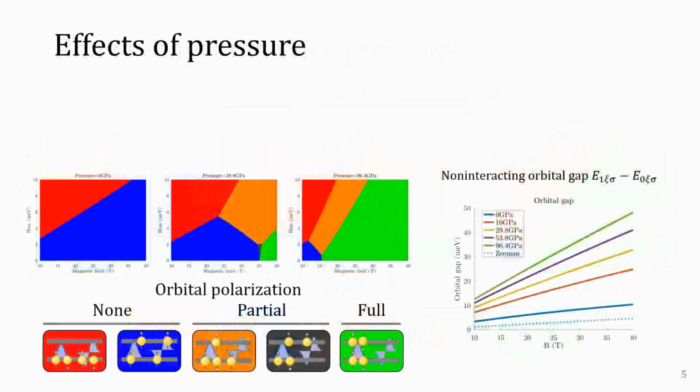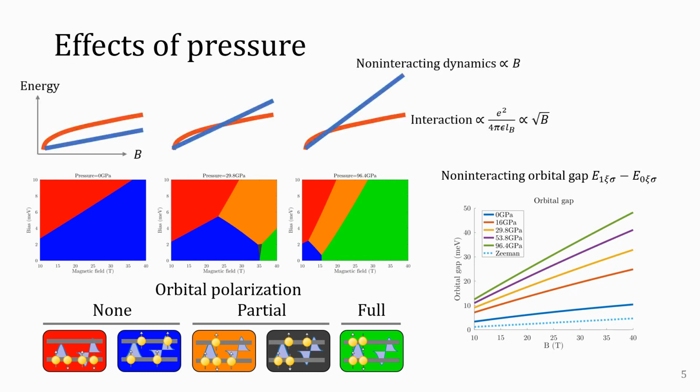Let's explore this effect in a little more detail. The principal effect of pressure is to increase the growth of the orbital gap with magnetic field. As a result, at high pressure, orbitally polarized states require lower magnetic fields to be stabilized. The reason for this is that interactions dominate at low magnetic field, but the orbital gap will outweigh it at high magnetic field due to linear scaling.